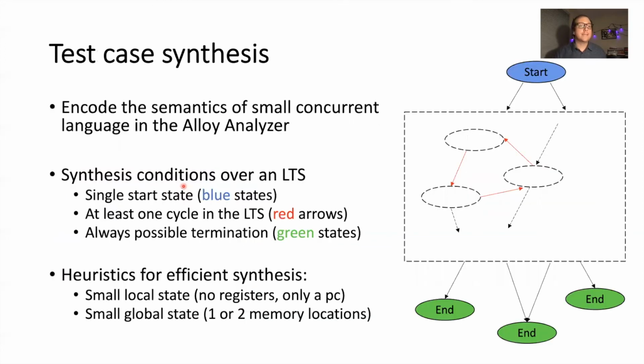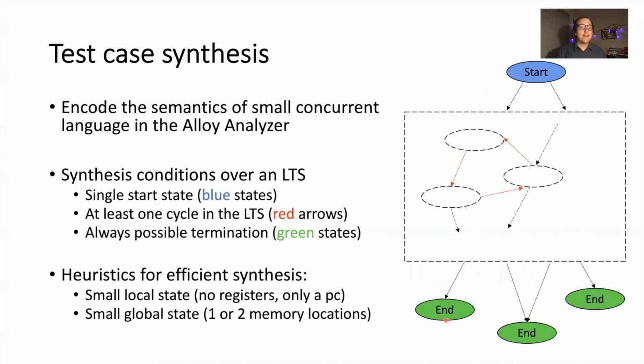Our second tool is test case synthesis. So what we've done is we've encoded the semantics of a small concurrent language in the Alloy Analyzer, and we've done some synthesis constraints over an LTS. In particular, we've said that each LTS has to have a start state in blue, and there needs to be at least one cycle in the LTS. However, this cycle must always be possible to terminate and make it to an end state, which is given in green.